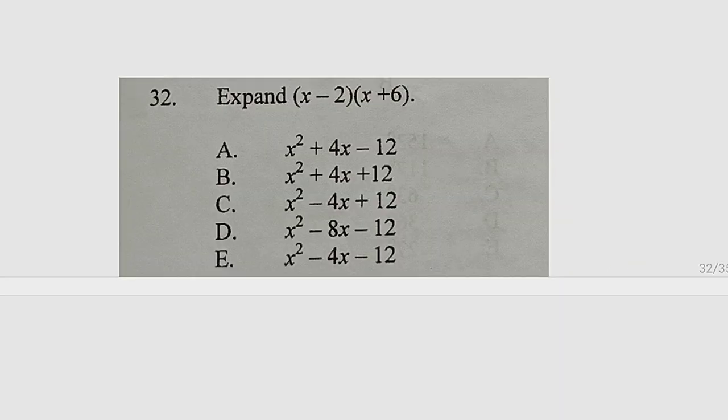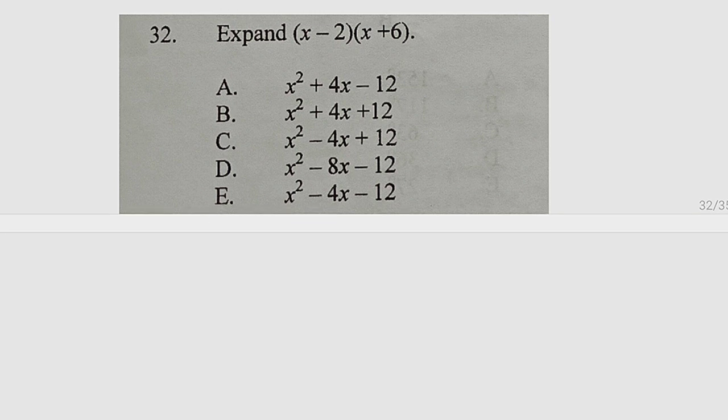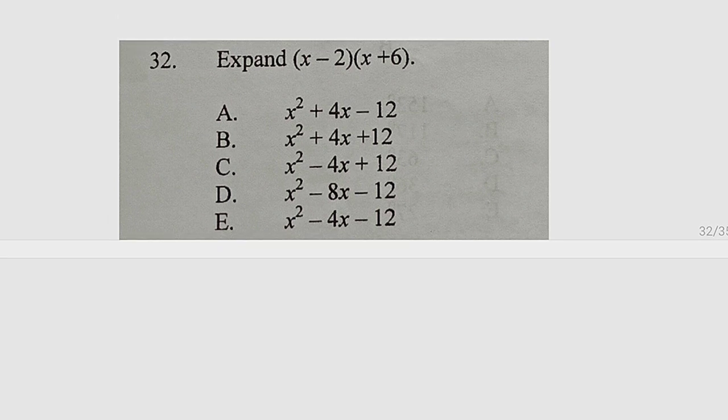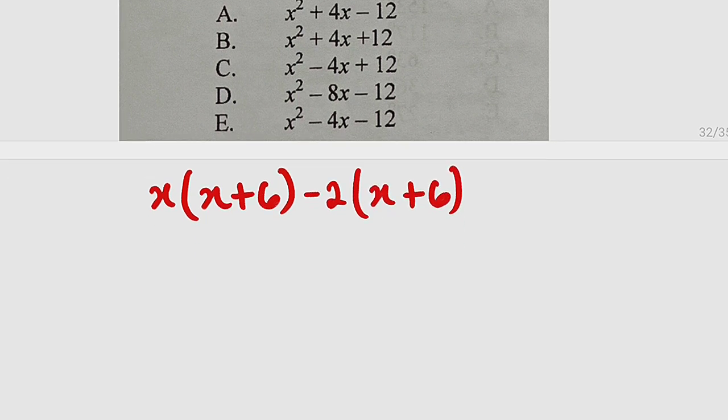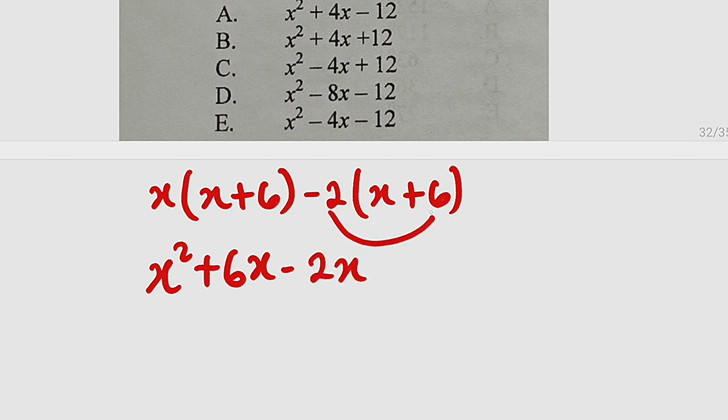Question number 32, we are asked to expand x minus 2 multiplied by x plus 6. So I will do that in 2 different ways to show you the traditional way and also the shortcut. So you take x, you distribute it over x plus 6. You also take negative 2, you distribute it over x plus 6. Then x times x will give us x squared. x times 6 is 6x. Move to the next bracket. Minus 2 times x is minus 2x. Minus 2 times 6 is minus 12.